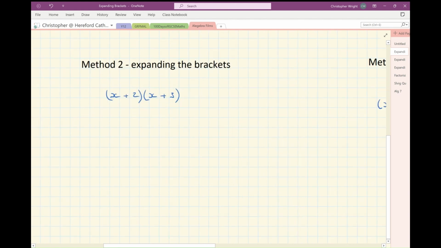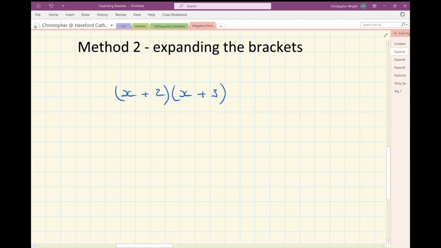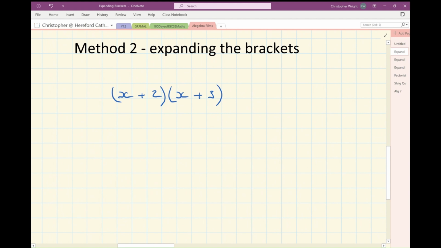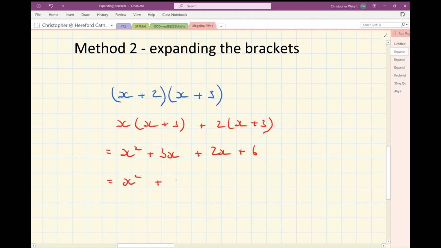Method 2. Now method 2 is expanding the brackets algebraically. You see here I've got x plus 2, lots of x plus 3. So I can think about that as being x lots of x plus 3 plus 2 lots of x plus 3. Let me say that again. x plus 2 lots of x plus 3 is x lots of x plus 3 plus 2 lots of x plus 3. And now you can simply multiply out the first bracket, multiply out the second bracket, and tidy it up. x squared plus 5x plus 6.